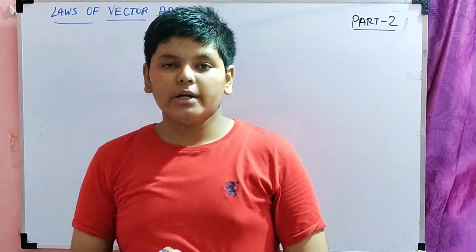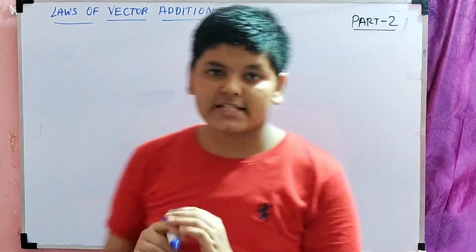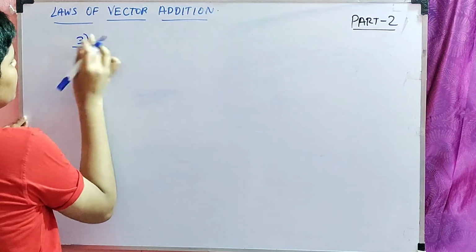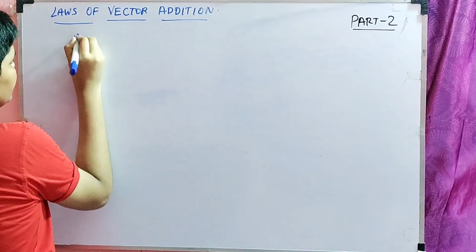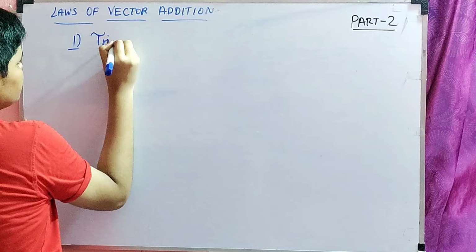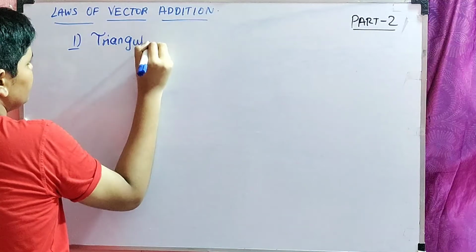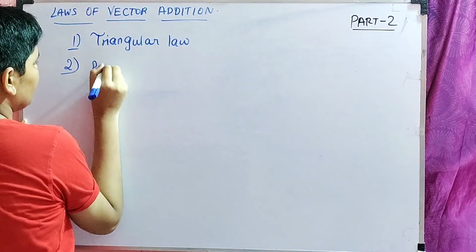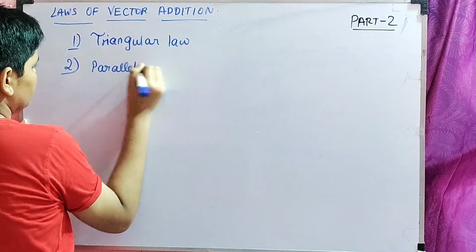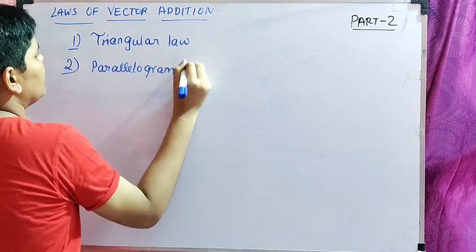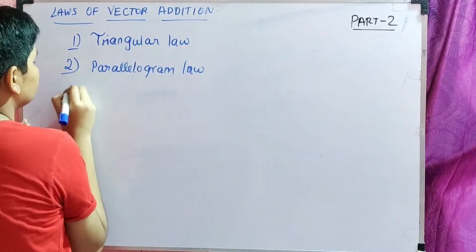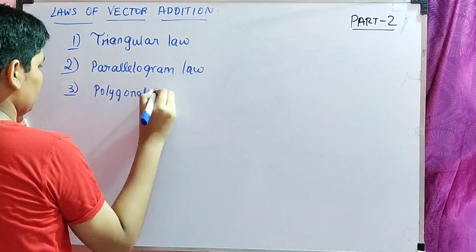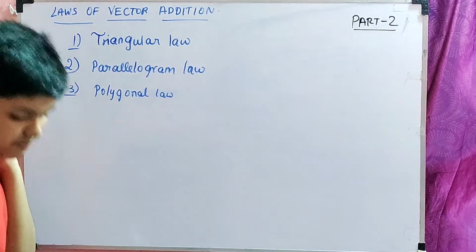So now we are going to discuss the laws of vector addition. So basically there are 3 laws of vector addition, starting with the first one, which is the triangular law. The second one is parallelogram law. And the third one is the polygonal law. So let us start with the triangular law.